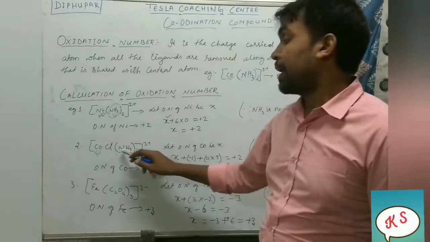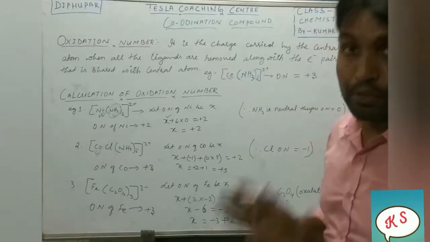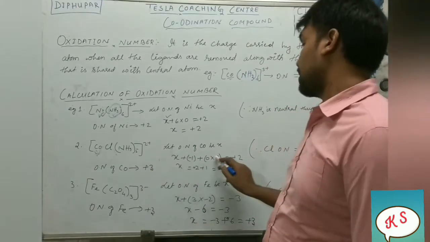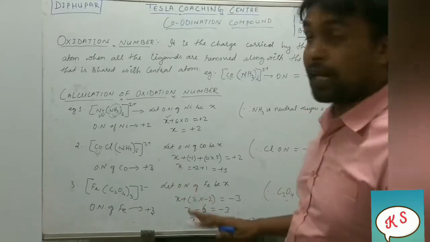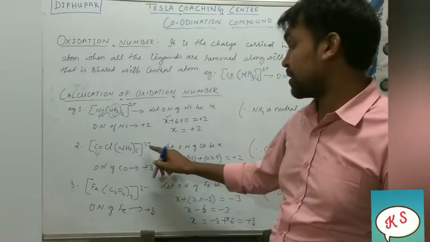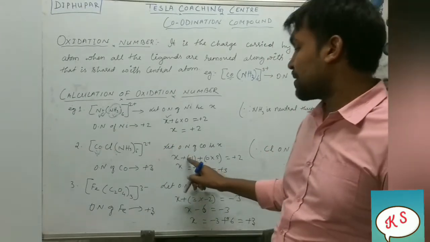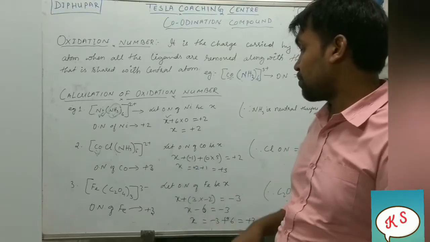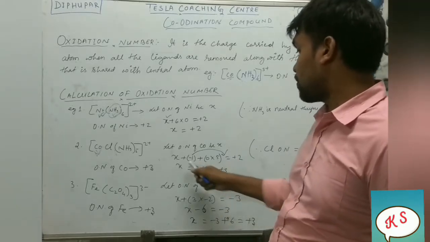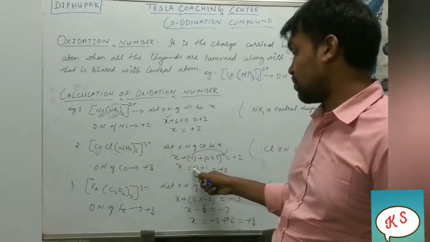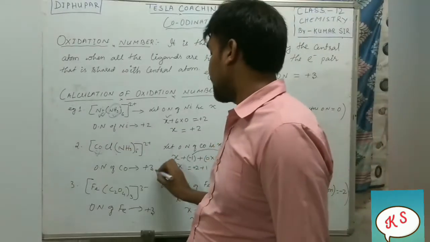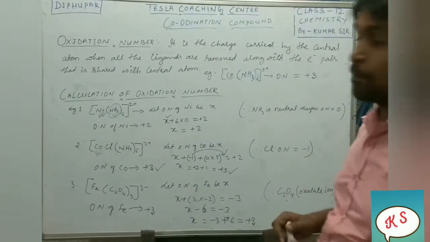So minus 1. And NH3, as I told you, is neutral. So the oxidation number is what? 0. And how many NH3 are there? 5. So into 5. Points are clear? I think I am not too fast. Is equal to what? What is the charge here? Plus 2. So we'll write here plus 2. So this minus 1, if you shift it to this side, then it will become what? Plus. So plus 2, and this minus 1 comes to this side, then plus 1. So it becomes 2 plus 1 equal to 3. So the oxidation number of cobalt here is what? Plus 3. I hope you are getting it.